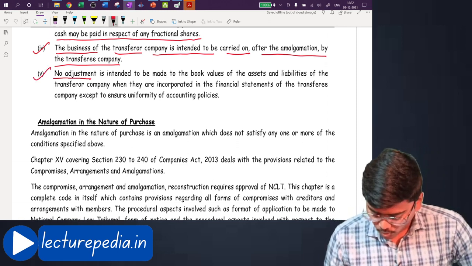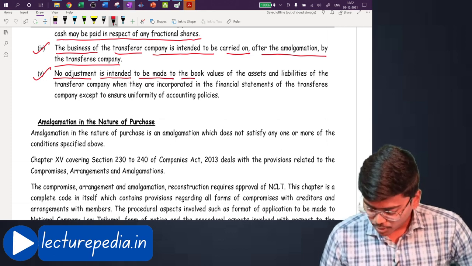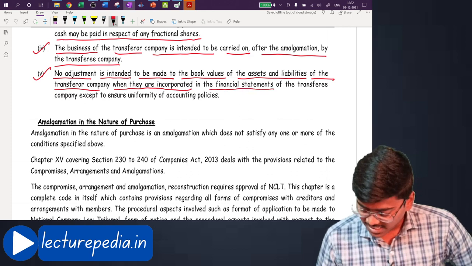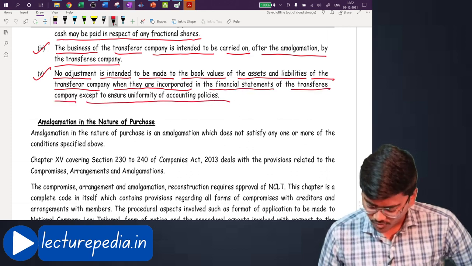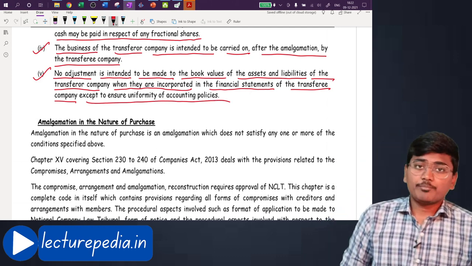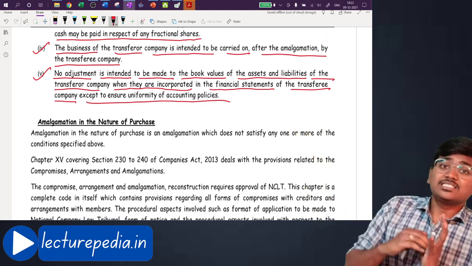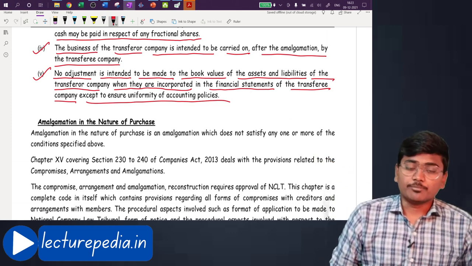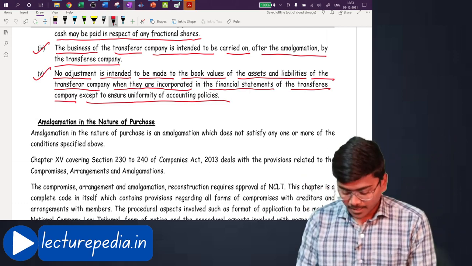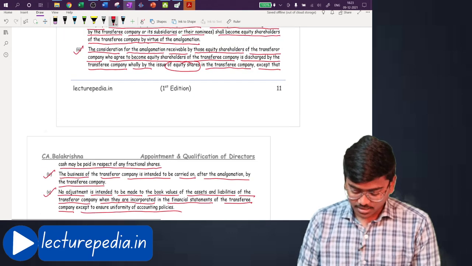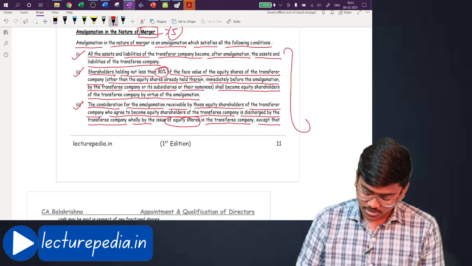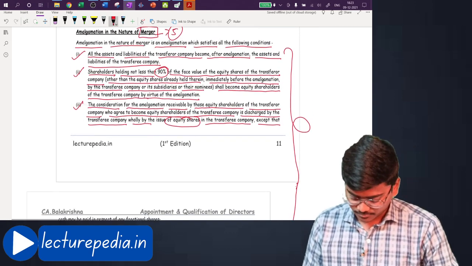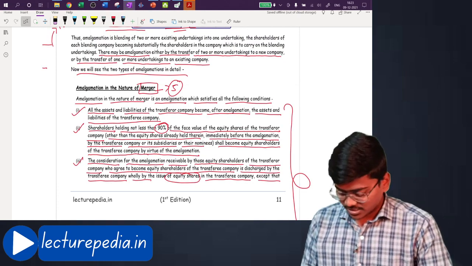And fifth point, no adjustment is intended to be made to the book values of the assets and liabilities of the transferor company when they are incorporated in the financial statements of the transferee company, except to ensure uniformity of accounting policies. Basically what it says is, you have to incorporate the assets and liabilities of the transferor company as they are. You should not make any modifications to them while bringing them to the balance sheet of the transferee company. You have to bring them as they are. To call an amalgamation an amalgamation in the nature of merger, these 5 points have to be satisfied. Not just any one point, all 5 points have to be satisfied. Then you can call such an amalgamation an amalgamation in the nature of merger.